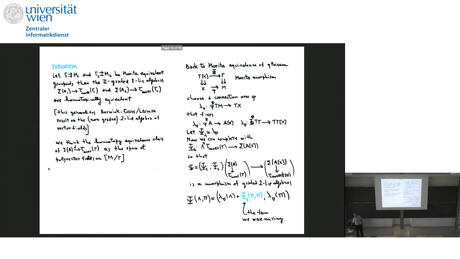So what we want to prove is that this is Morita invariant. If you have two Lie groupoids which are Morita equivalent, then the graded Thule algebras are in a sense equivalent, and if they are equivalent, their Maurer-Cartan sets are the same, and then you get as a result a Morita equivalence of the quasi-Poisson groupoids.